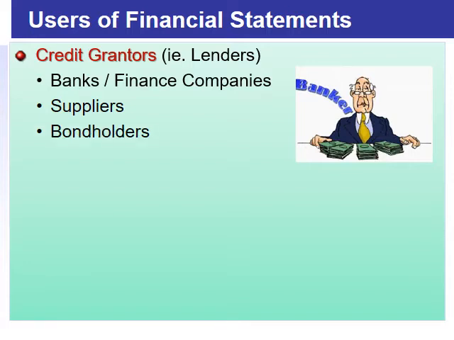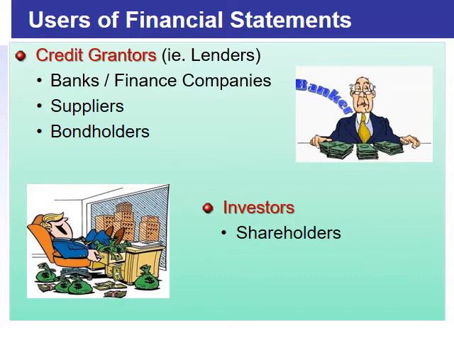Next, you have bondholders. You may ask, what is a bond? A bond is basically a type of debt instrument issued by a company. The company issues a debt instrument basically to borrow money from others, right? Next, we have investors, the shareholders, or even potential investors, who have invested in the company and want to know how well the company is doing, or potential investors deciding whether to invest in the company or not.